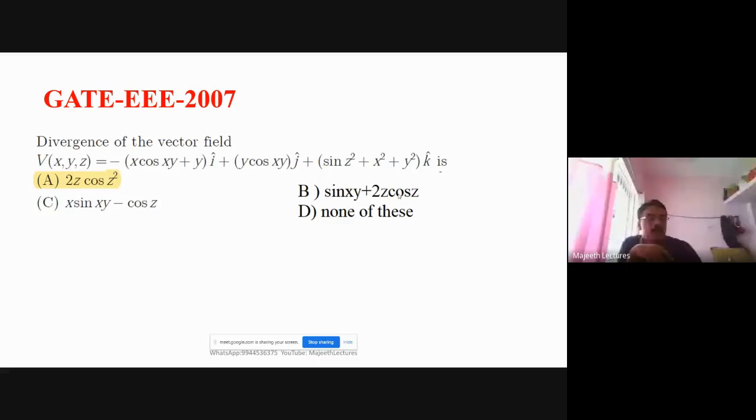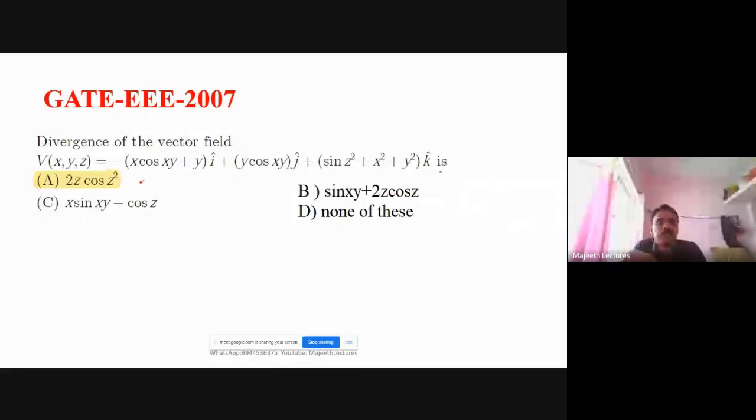So this is the next question they have asked in the GATE 2007 exam. In the same manner you can do it and you get the answer, right? So if time permits, we will come and do that problem. Otherwise, you try or ask me in the chat.